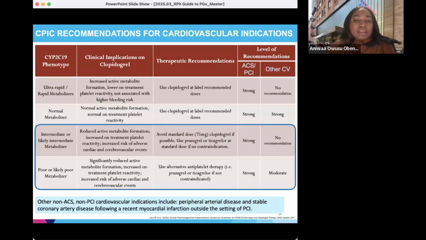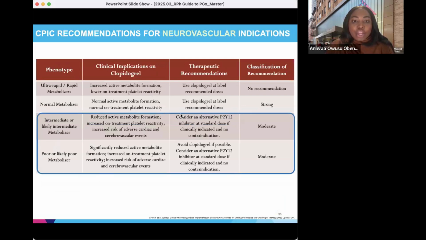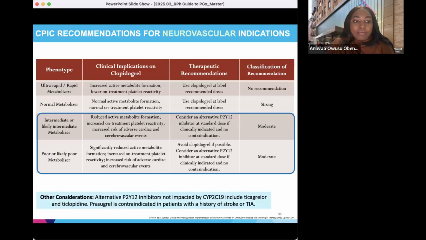Now, if you're using clopidogrel for neurovascular indications, then the recommendation is very similar. For intermediate and poor metabolizers, you should consider an alternative P2Y12 inhibitor if there is no contraindication, right? Definitely you want to avoid clopidogrel in these patients as well. However, you have to consider that the alternatives here would be ticagrelor and ticlopidine and not prasugrel because it's contraindicated in patients who have a history of stroke and TIA.